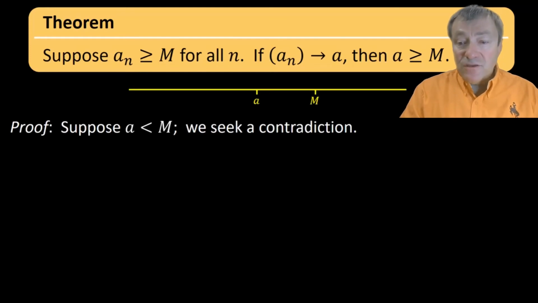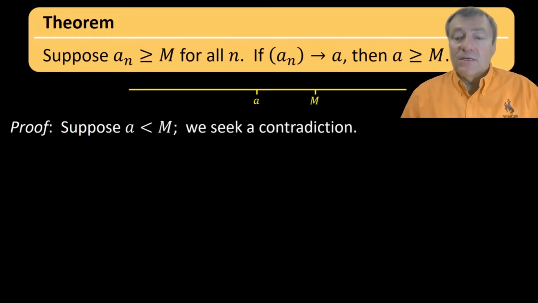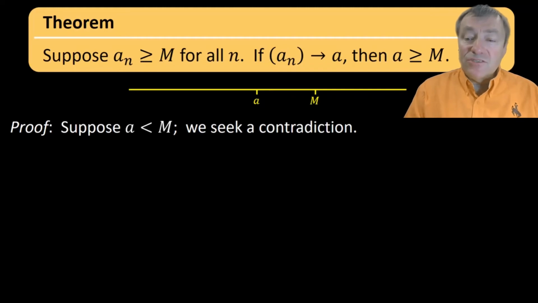Let's do this proof by contradiction. Suppose the sequence converges to a limit a which is less than m. Eventually, all the terms of the sequence will have to be close to a and therefore less than m, and that should give a contradiction. Now let's try to translate that idea into an actual proof.